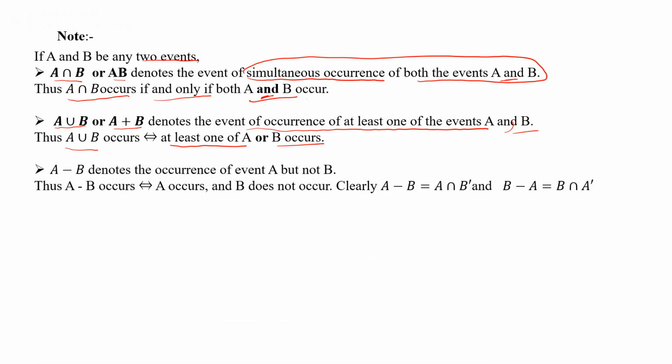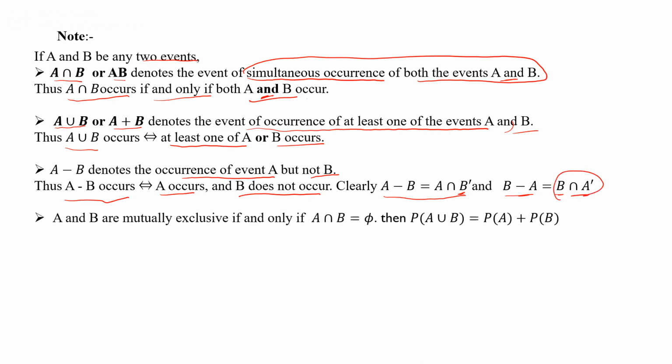Now if we write A minus B, it denotes the occurrence of event A but not B. So remember, A minus B means A occurs, B does not occur. Sometimes we can also write A minus B as A intersection B complement, or B minus A as B intersection A complement. And A and B are mutually exclusive events if and only if A intersection B is phi.